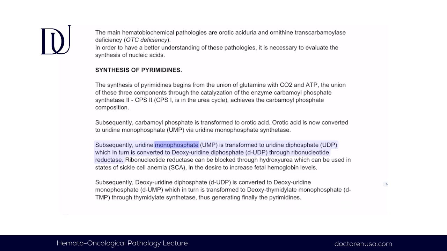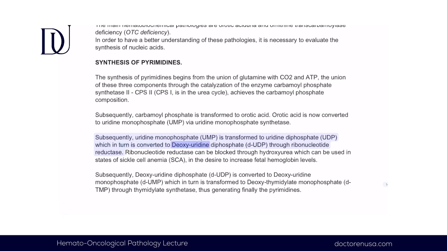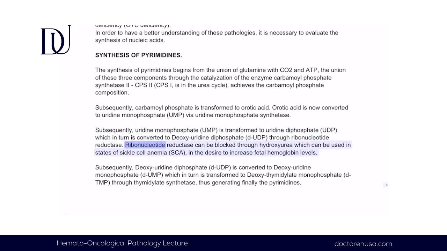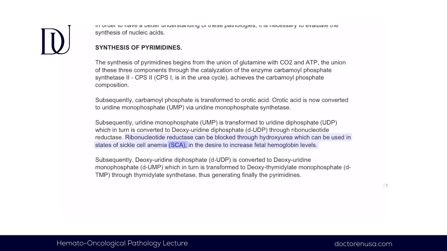Subsequently, uridine monophosphate (UMP) is transformed to uridine diphosphate (UDP), which in turn is converted to deoxyuridine diphosphate (dUDP) through ribonucleotide reductase. Ribonucleotide reductase can be blocked through hydroxyurea, which can be used in states of sickle cell anemia (SCA) in the desire to increase fetal hemoglobin levels.